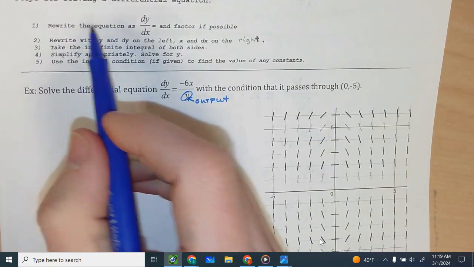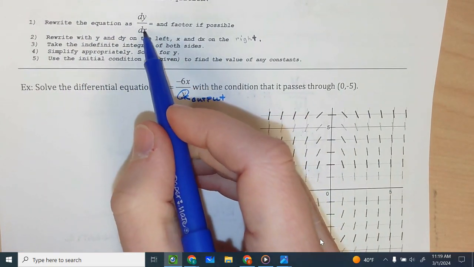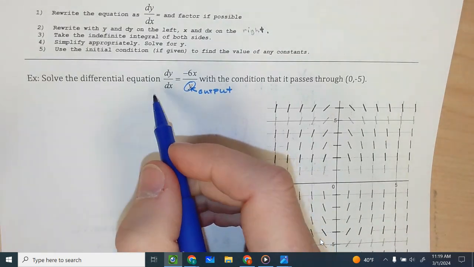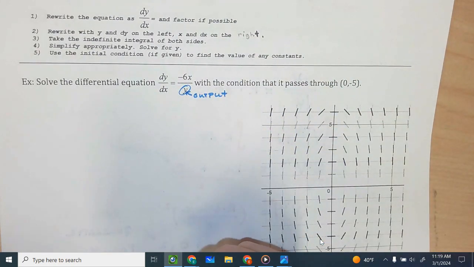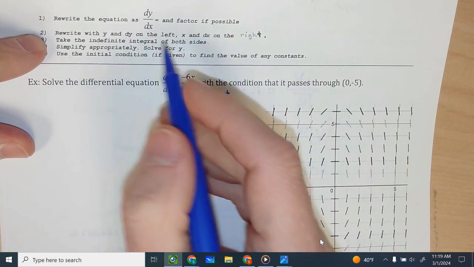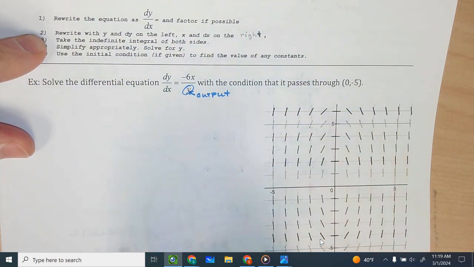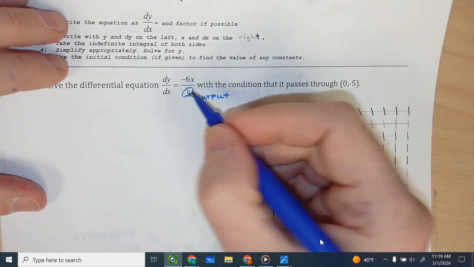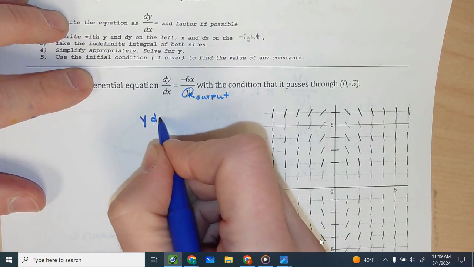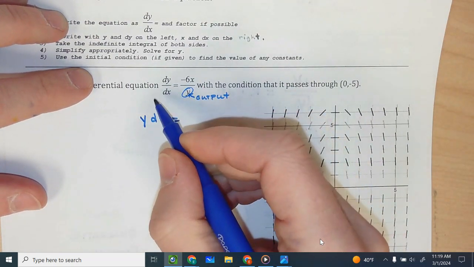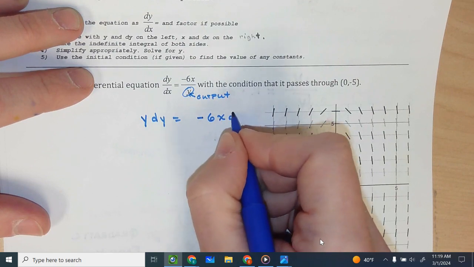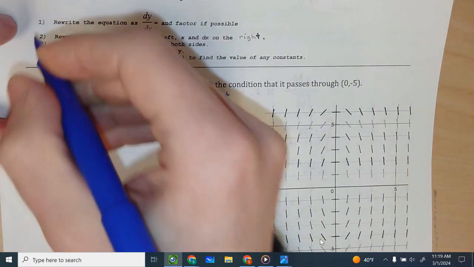Step 1, rewrite the equation so that dy dx equals some factor on the other side. Oh, already done for you. Thank you, Mr. Klein. Step 2, you want to rewrite this with the y's and the dy's on the left, and then the x's and the dx's on the right. So I'm going to take this y here. I am going to multiply it so that I get y on this side along with the dy. And then on the other side, I'm also going to multiply the dx so that we get negative 6x multiplied by dx. So step 1 done.